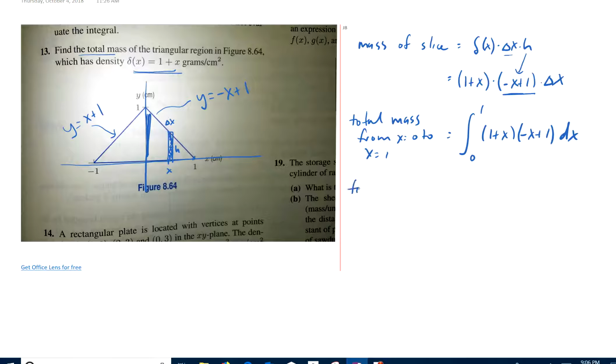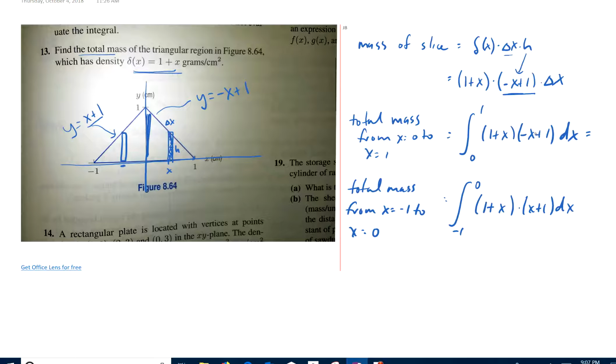If I want to find the total mass from x equals negative 1 to x equals 0, then I'm going to have to do something real similar, except I'm going to go from negative 1 to 0 of my density times the height over here, which is x plus 1, times the thickness, which is delta x, which becomes a dx in my integral. So for the total mass, I'm going to have to add these two things up.